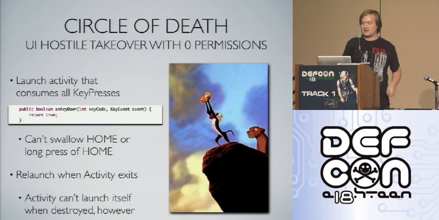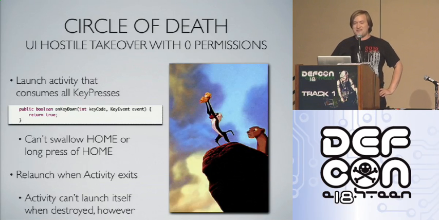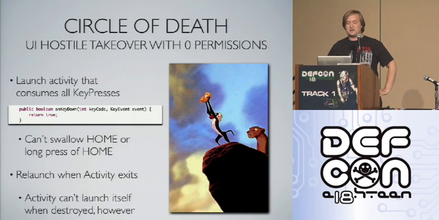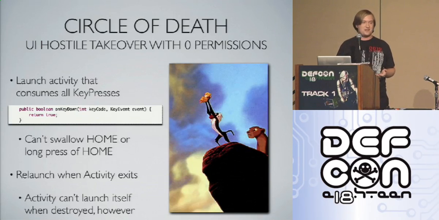So the next thing that I want to talk about, I like to call the circle of death. And this is basically just a hostile takeover of the UI. So it's pretty simple. You just launch an activity, consume all key press events. So here in the onKeyDown method, we're just returning true, which says we handled this key press. Don't pass it on to anyone else. So this allows us to catch every key press except for the home button and a long press of the home button, which is a shortcut to allow you to switch between applications.